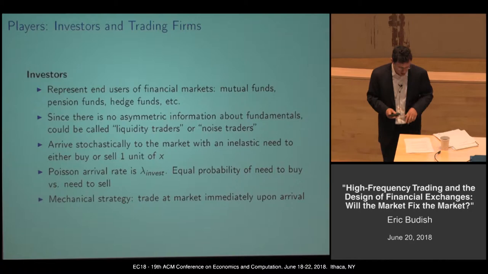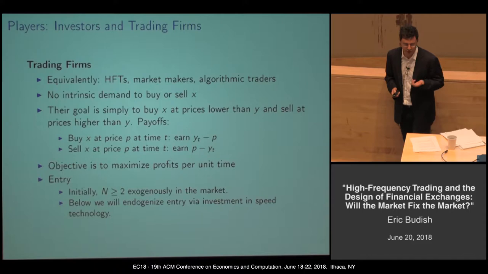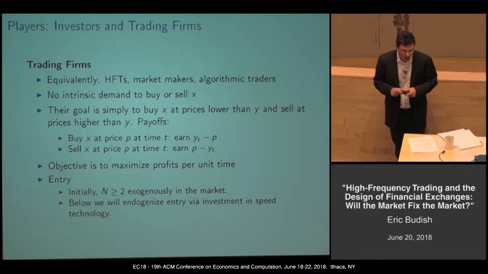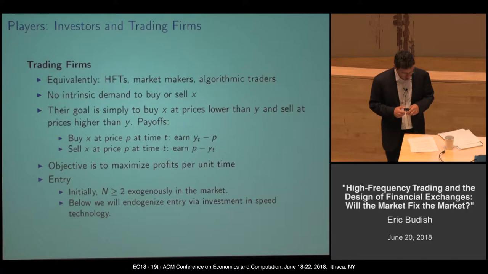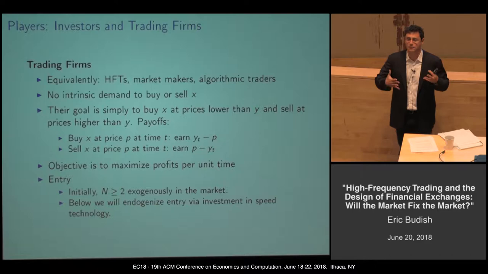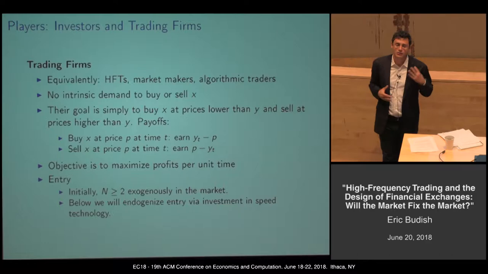And then the second kind of player is trading firms, or we could call them high-frequency traders or market participants, a couple different terms you could use for them. They're always present in the market. Their goal is to buy low and sell high and vice versa. They don't have an intrinsic demand to own X. Their goal is just to make profits from participating in the market. Initially, I'm going to assume that there are exogenously N trading firms present in the market, and then later I'll endogenize their entry.